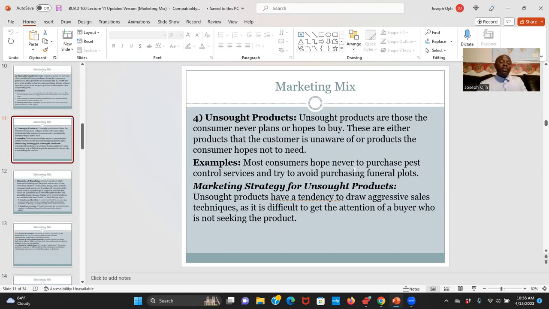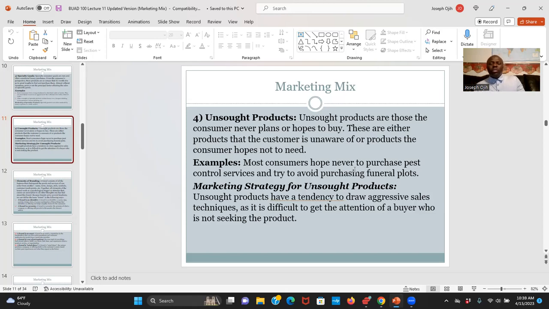Now, how do you market this kind of products? Well, the unsought products have a tendency to draw aggressive sales. So you have to sell aggressively. You know, talk to people, advertise, different forms of advertisement, online, on the internet, flyers and so on and so forth. So selling this kind of products requires extensive advertising, so that you can create that need in the customers.